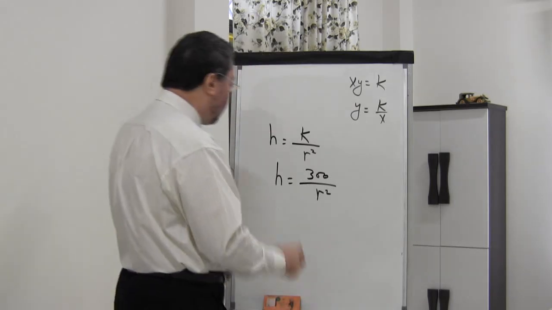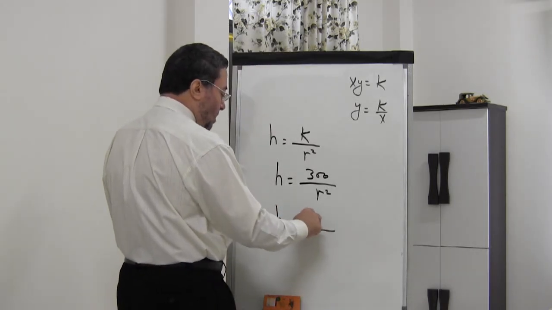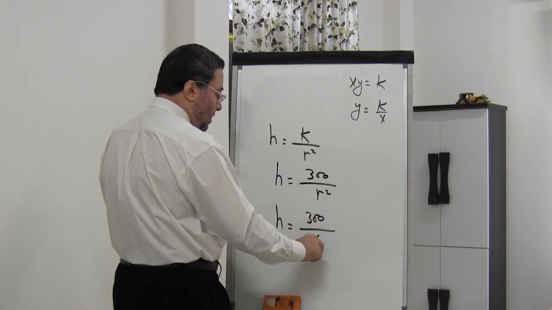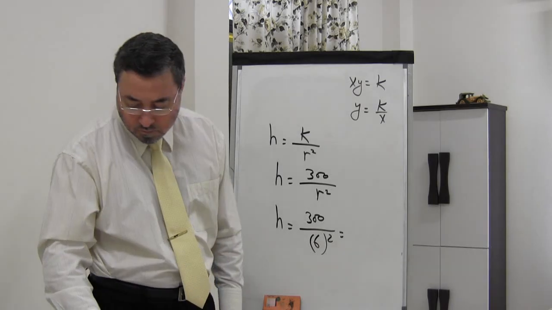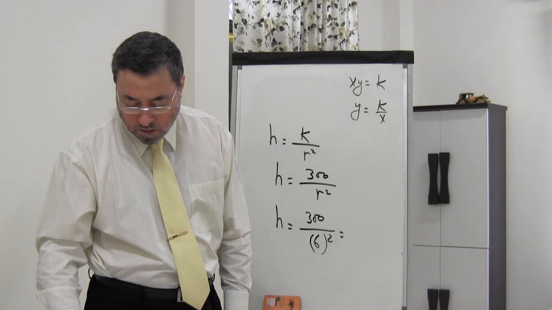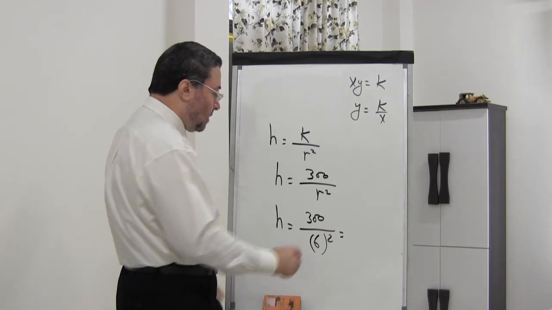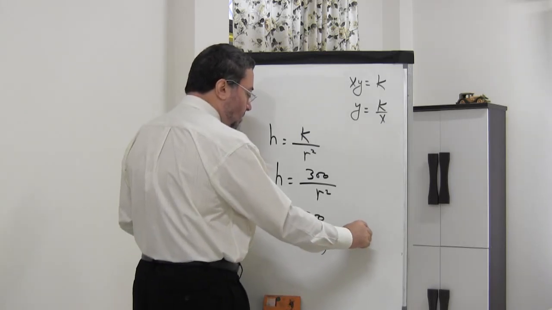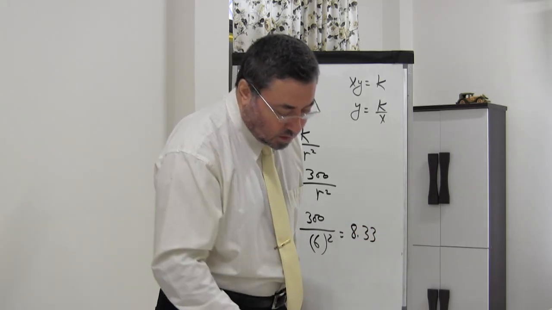Find the height of the cylinder of the same volume with the base radius of 6. So here we have a radius of 6. 300 divided by 36, and that's 8.33. And the units are in meters.